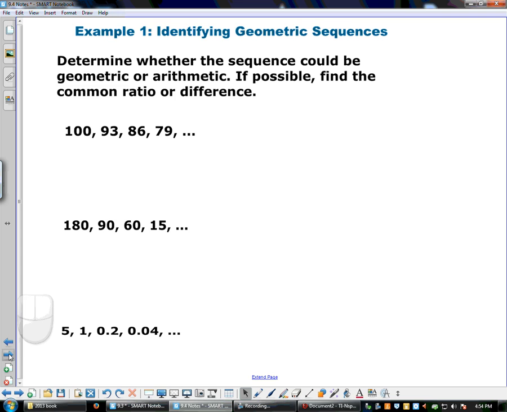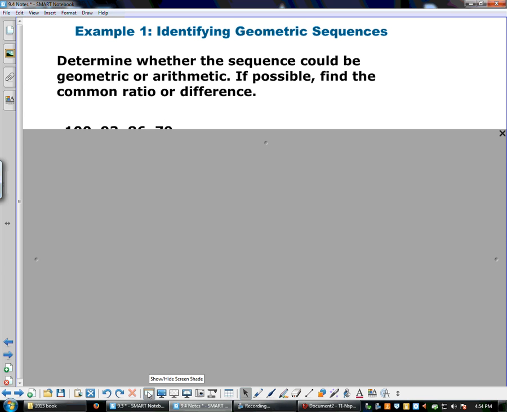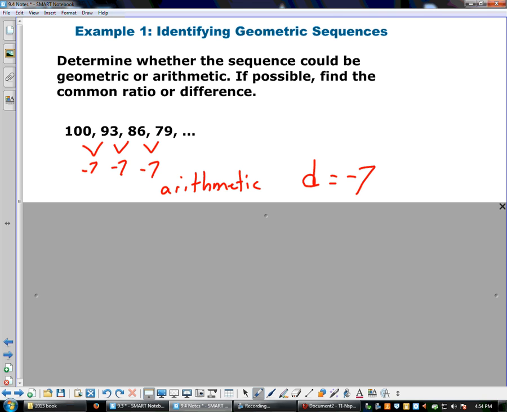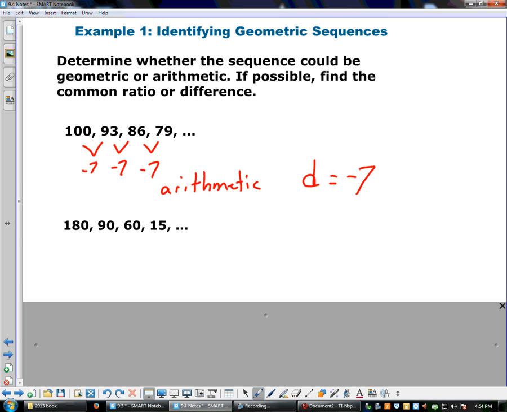Okay, so let's take a look at this first example. We are trying to determine whether the sequence could be geometric or arithmetic. If possible, find the common ratio or the common difference. So let's test this first one. Let's see if it's got a common difference. 93 minus 100, that's a -7. 86 minus 93 is also a -7. 79 minus 86 is also a -7. Sure looks like it is an arithmetic sequence because it has a common difference, and the common difference here would be -7.